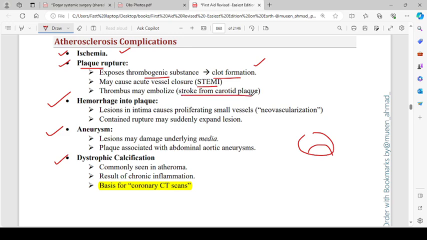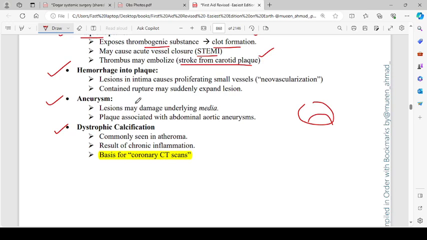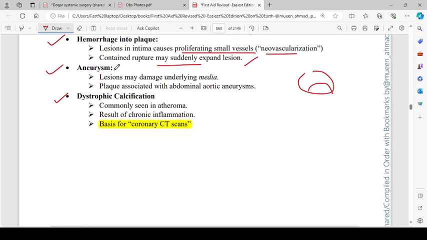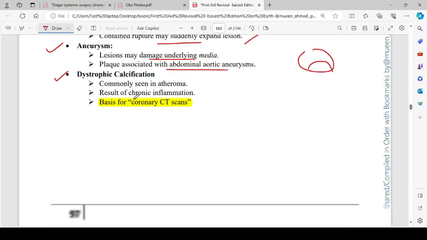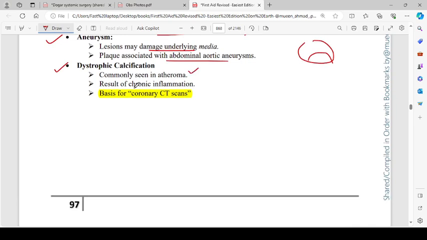Thrombus may embolize, for example stroke from carotid plaques. Hemorrhage into the plaque can also occur, like bleeding into the plaque. Lesions in the intima cause proliferating small vessels, that is neovascularization. Contained rupture may suddenly expand the lesion. Aneurysm: the lesion may damage the underlying media. Plaque is associated with abdominal aortic aneurysm. Dystrophic calcification, commonly seen in atheroma, results from chronic inflammation and is the basis of coronary CT scans.